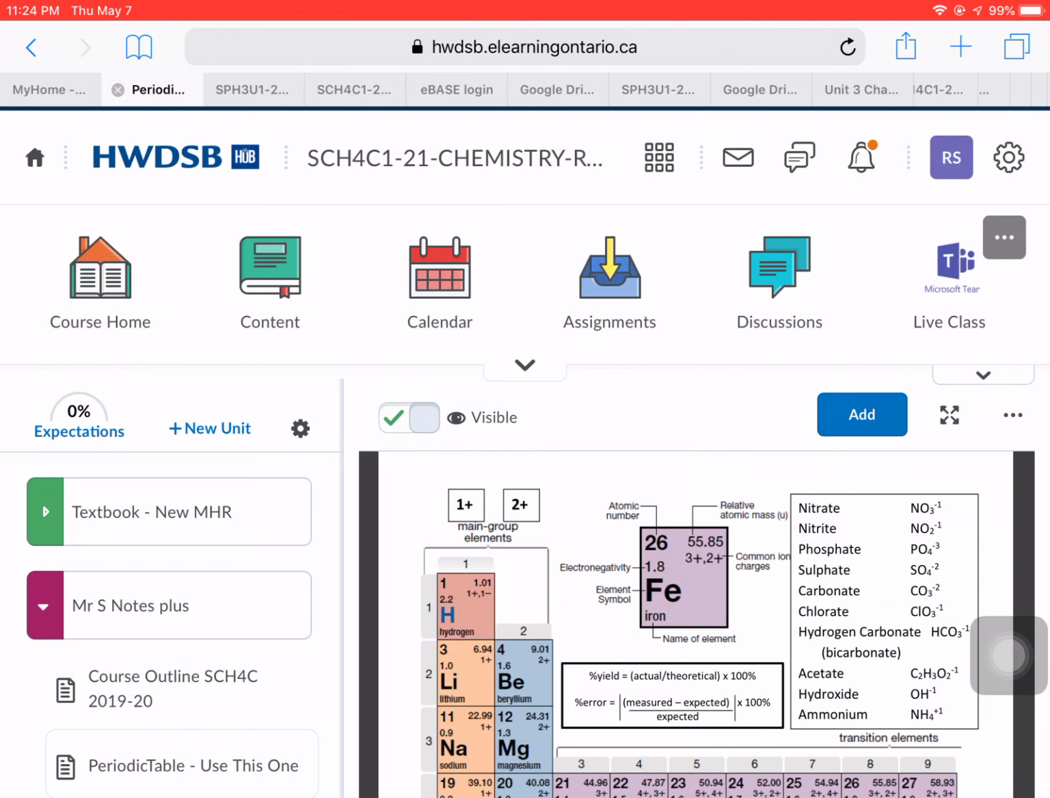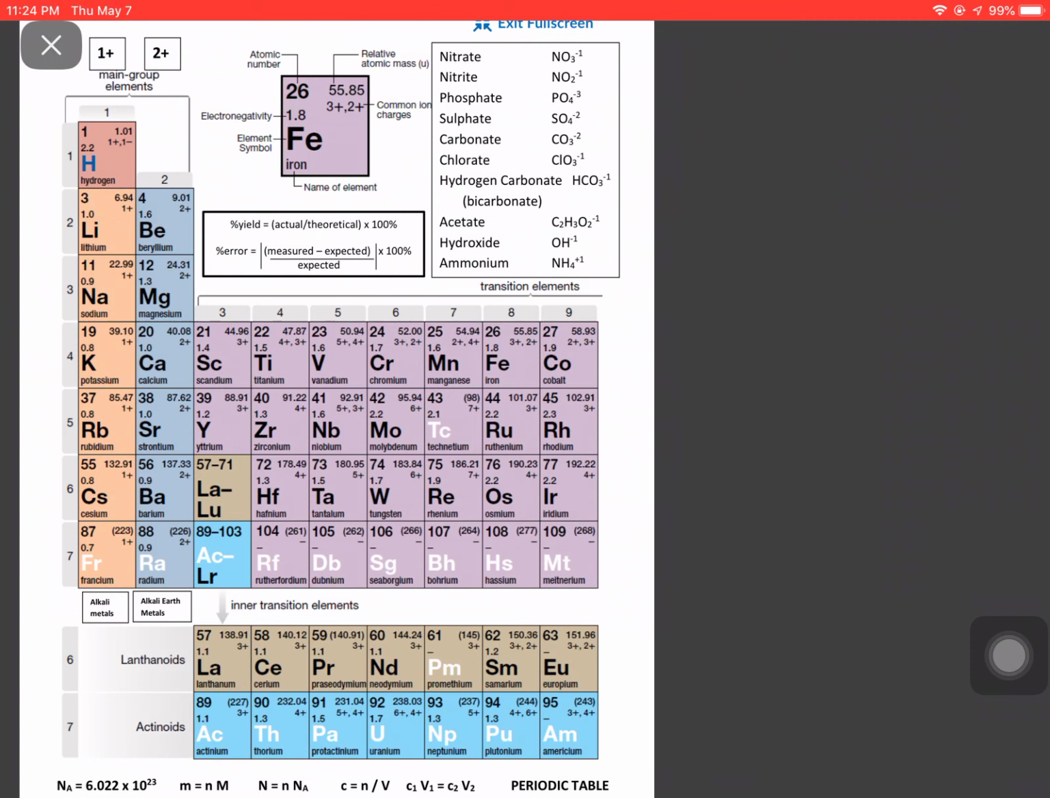So with this periodic table that we've got on the hub here, you'll see that up here are all the polyatomic ions. There's our formula for percent yield. These are all the formulas for the math that we did in our last chapter. You may just want to be forgetting about that for now if it didn't go so well.